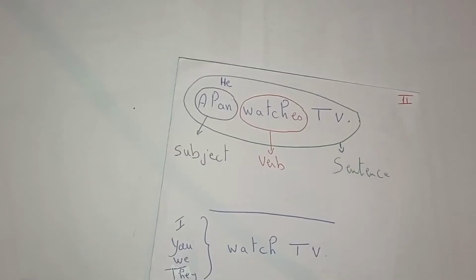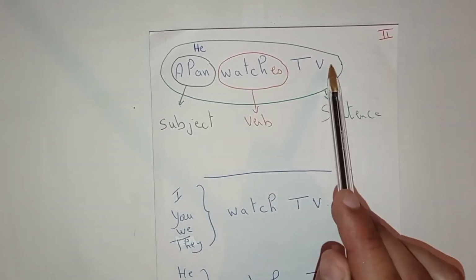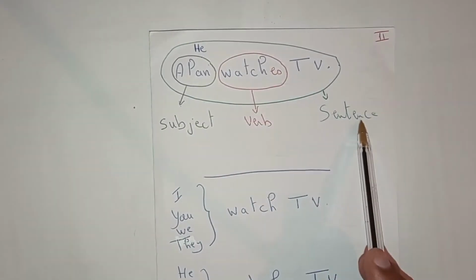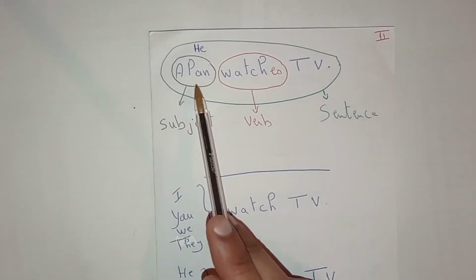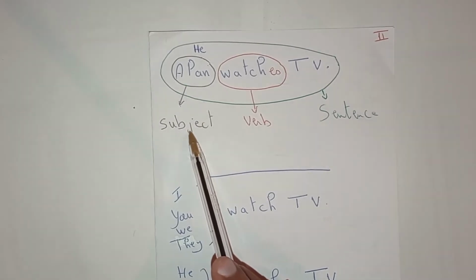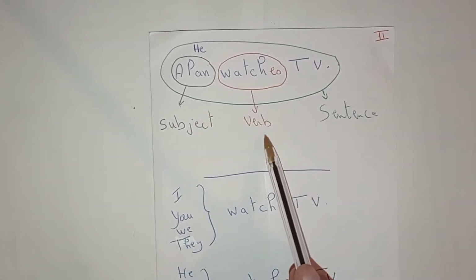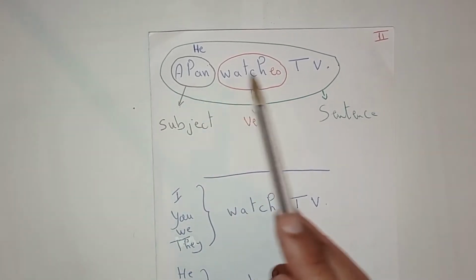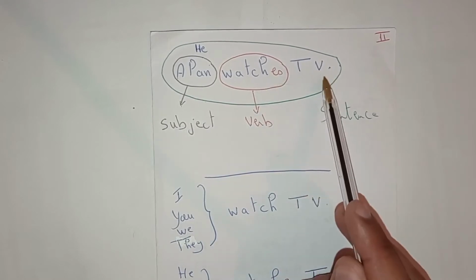Now, I want you to look at this. Alan watches TV, so we have here a sentence. This part of the sentence, we call it the subject. And we have here watches, it's the verb. Alan watches. Alan watches TV.